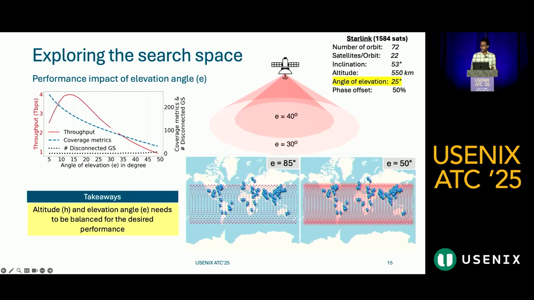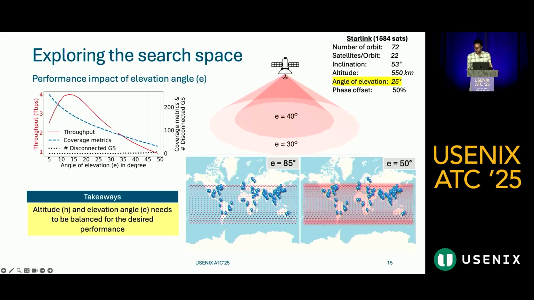Next, we have the elevation angle. It's a bit similar to altitude. Changing the value of E is like regulating the coverage area of the satellite. As you could notice in these three figures on the right side, reducing the value of E increases the coverage footprint of the satellite and the constellation. Therefore, on the left side, the x-axis is now our elevation angle. So notice a lower value of E increases the coverage area, and this gives better path diversity to the ground station and the throughput increases.